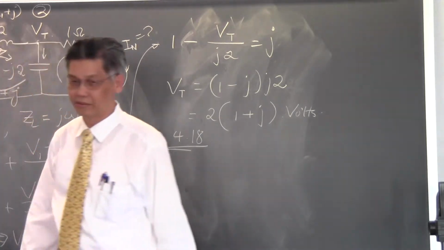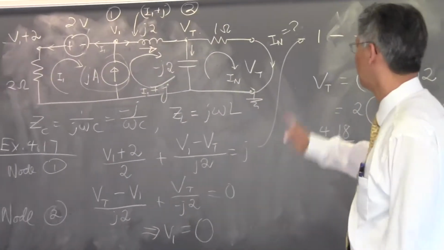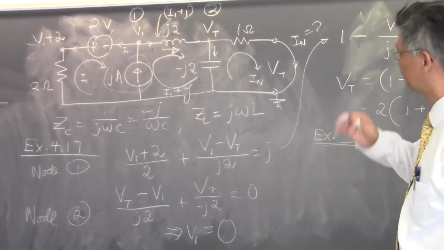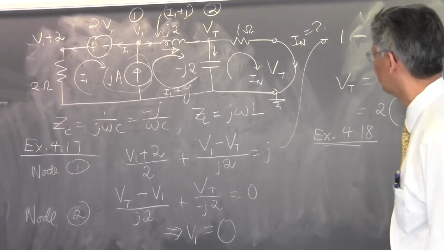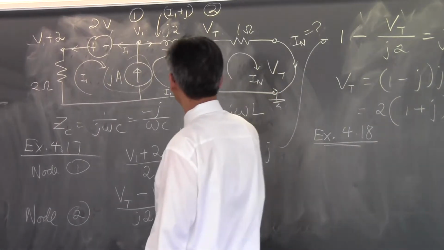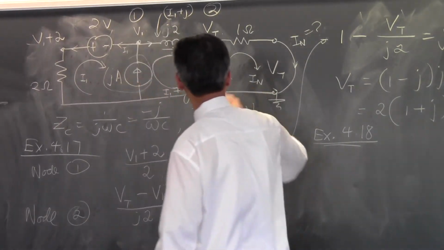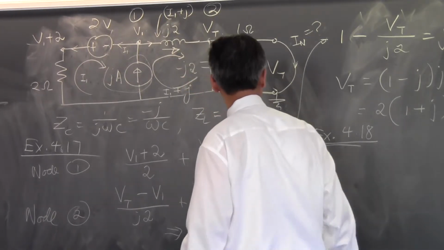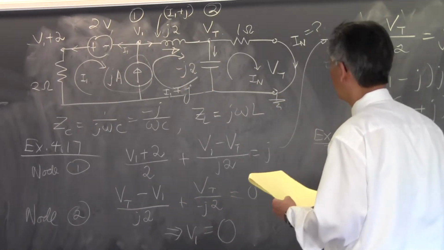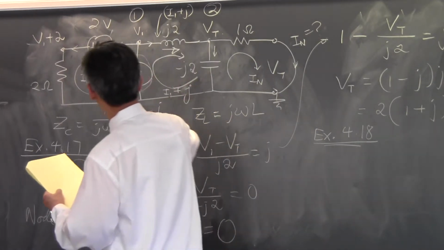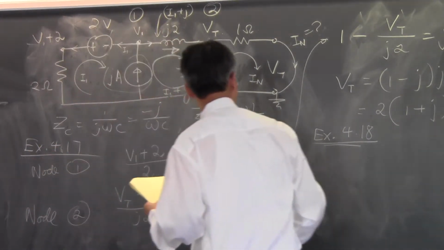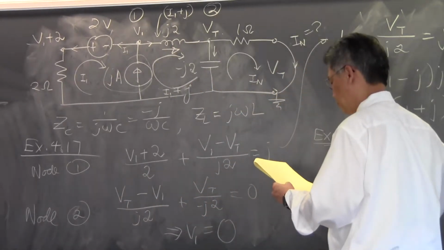And sometimes you call this a super loop. But don't worry about that. They call them super loops and super nodes, but don't worry about those things. So this current is just I1 plus j, and then you can figure out what the current through the capacitor should be. Then you write the Kirchhoff voltage law for this big loop, which is called a super loop.